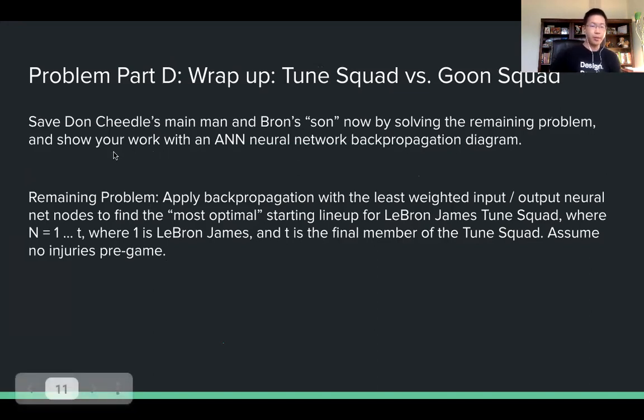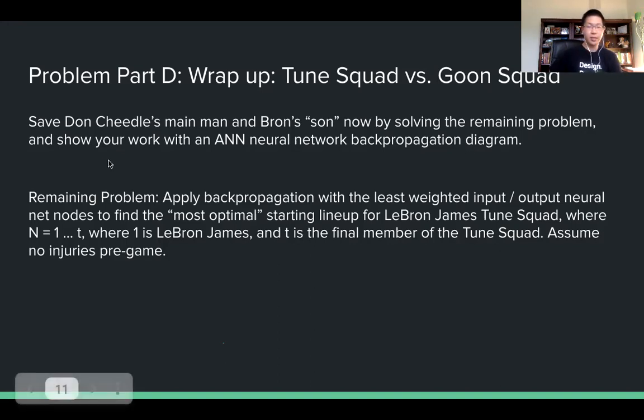And the remaining problem is: apply backprop with the least weighted input-output neural net nodes to find the most optimal starting lineup for LeBron James' Tune Squad, where n equals 1 to T, where 1 is LeBron James and T is the final member of the Tune Squad. Of course, assume no injuries pre-game.